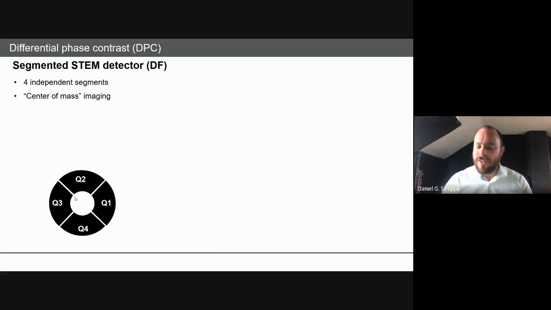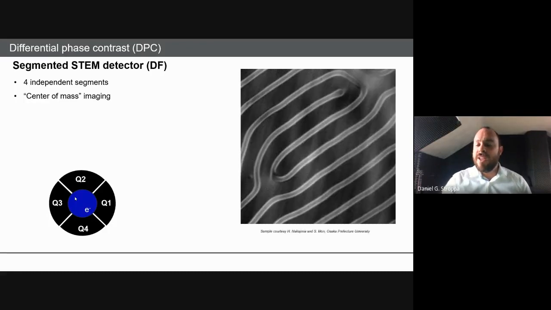So if you have here a hexaferrite material, depending on the region where you're parking your beam, you're going to have a global deflection of all electrons going through the sample. Then basically, if you use the segments and subtract the opposite regions, you get a vector. And if you do this point by point, you have a vector field mapping the deflections your electrons feel when going through the sample.